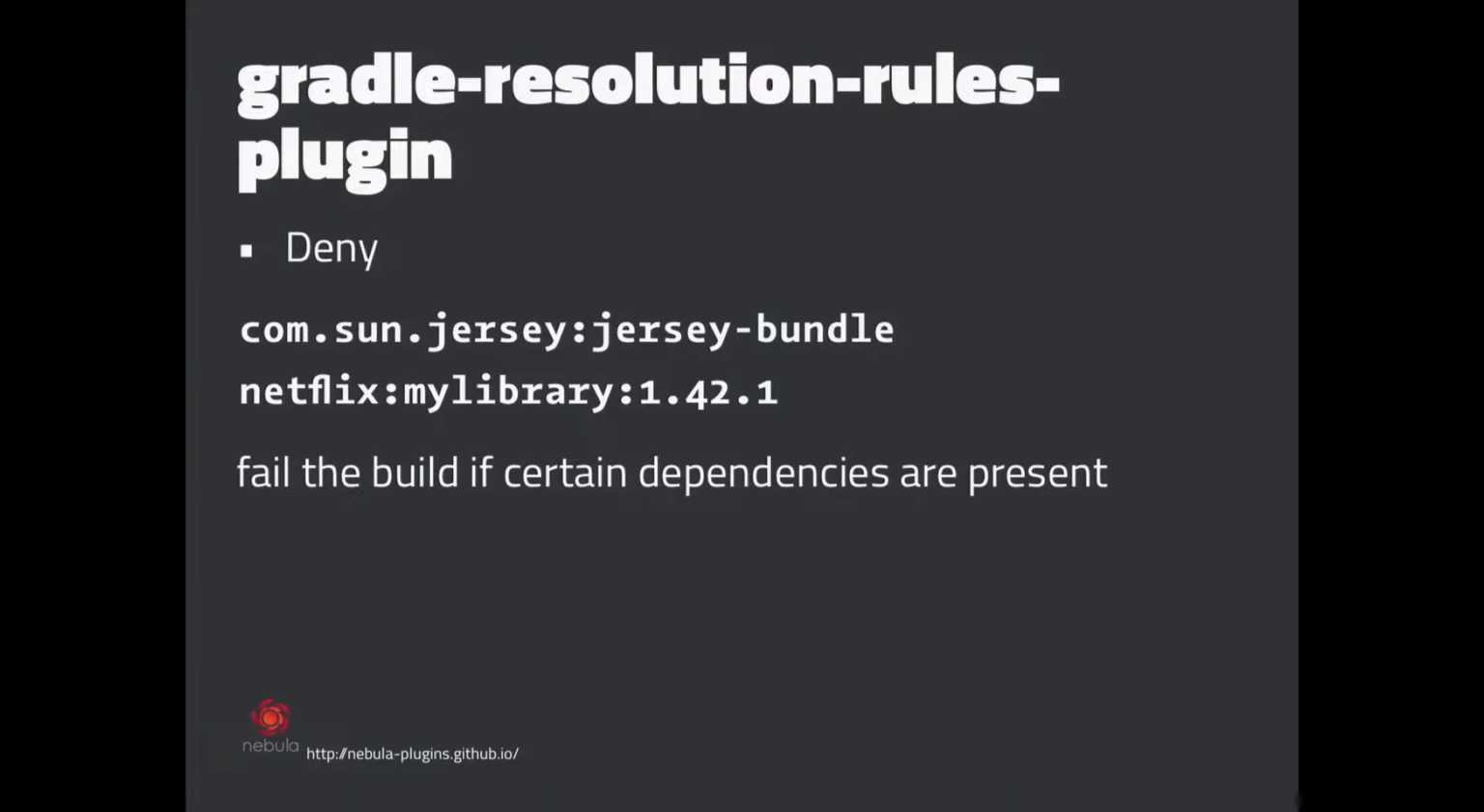We also added deny rules. So we want to have teams stop using bundles, so we can fail people's builds if they have a first order dependency on something like Jersey Bundle. This also lets our security team let us know, all right, that Netflix My Library at that version has a massive security flaw in it. If anybody has a direct dependency on that, just do not allow the build to proceed. So this lets us, once we get things out of the graph, like Jersey Bundle, keep them out of the graph. And just help the security team clean up the whole dependency graph.